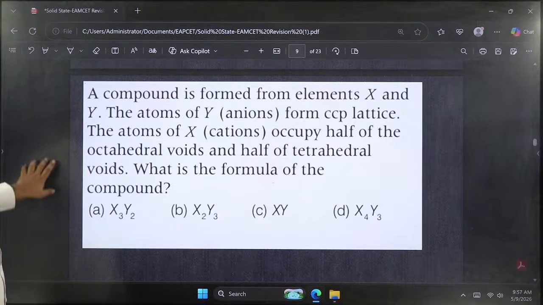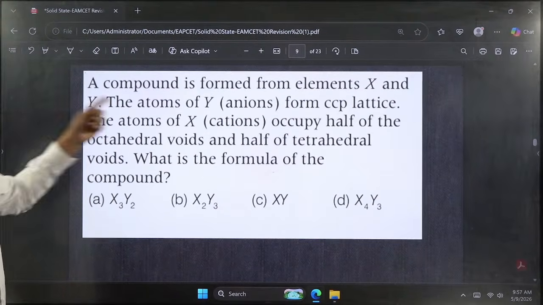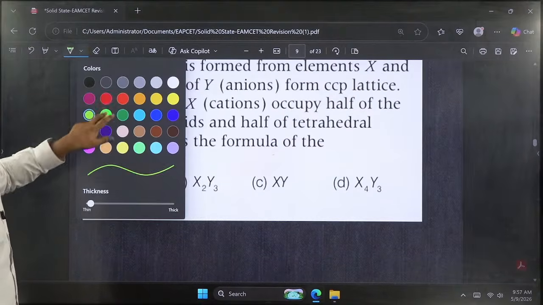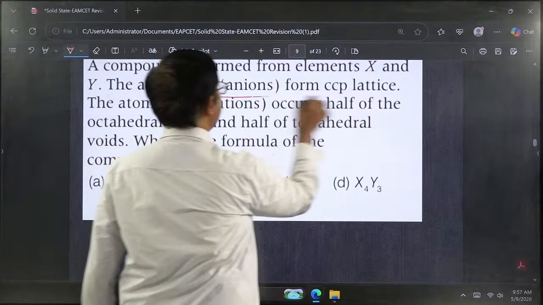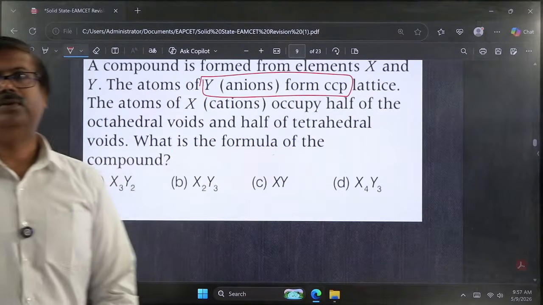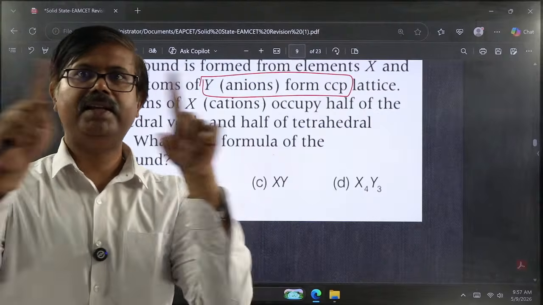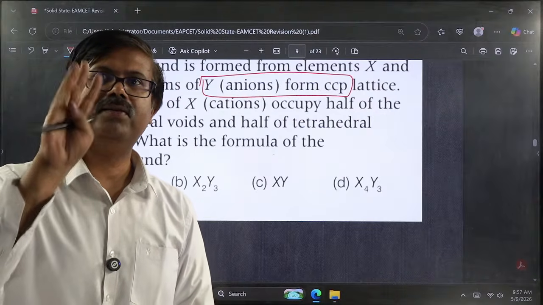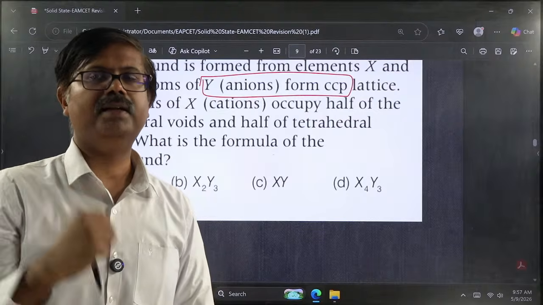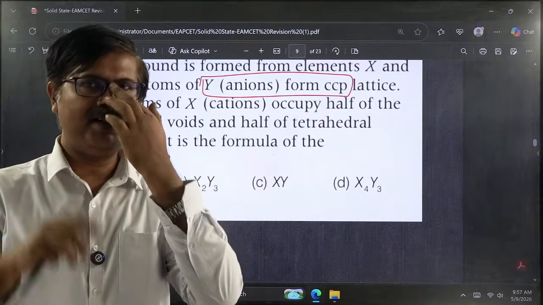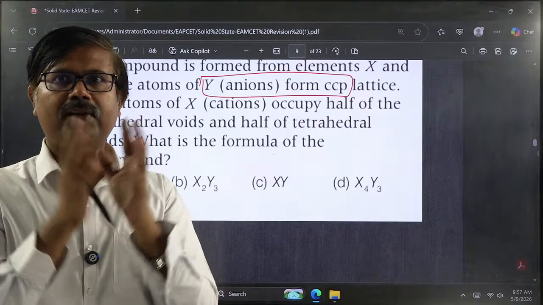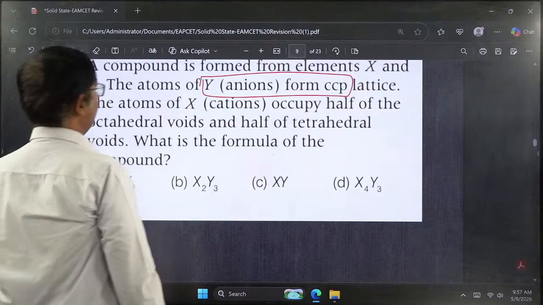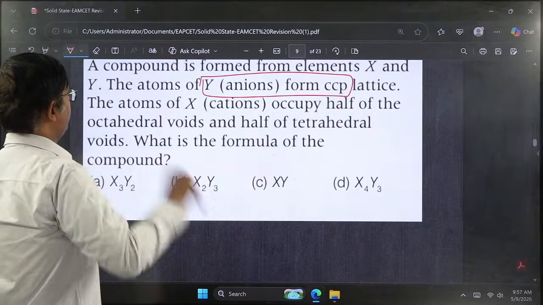A compound is formed from elements X and Y. The atoms of Y form the CCP. So what is actually building the lattice? Y is building the lattice. Since Y is building the CCP lattice, per unit cell of CCP, how many atoms of Y will be there? 4. That is the main thing we have to first figure out. Whichever is making the actual lattice structure, from that you figure out how many atoms per unit cell exist. So Y will be how many? 4. Keep that in mind.